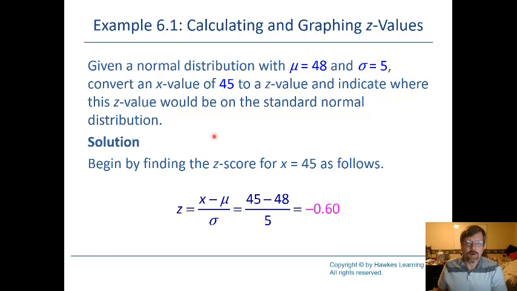So if we've got a normal distribution with a mean of 48 and a standard deviation of 5, and we've got an x value that's 45, and we want to convert it to a z to indicate where it is on the standard normal distribution, we subtract off the mean and divide by the standard deviation and end up with negative 0.6.